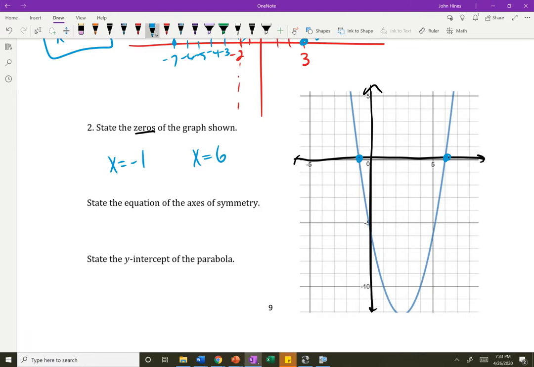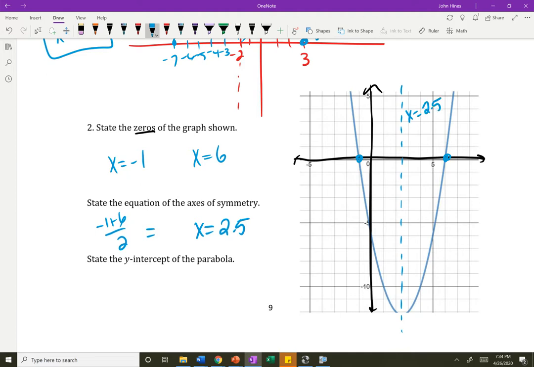State the equation for the axis of symmetry. Well, the axis of symmetry passes through the middle. So I can average my zeros together, and that will give me my axis of symmetry of x equals 2.5. So sometimes it's not a nice number. And we see here, yep, that's definitely the axis of symmetry. It definitely passes through the middle there. So that's x equals 2.5 is my axis of symmetry.